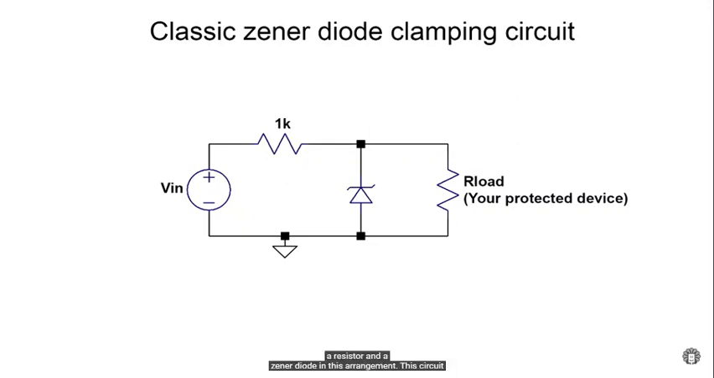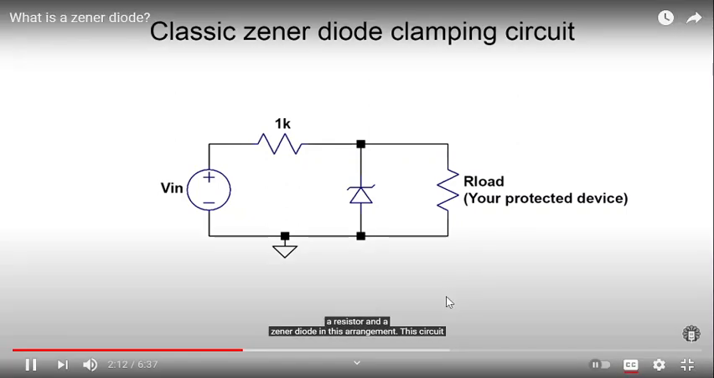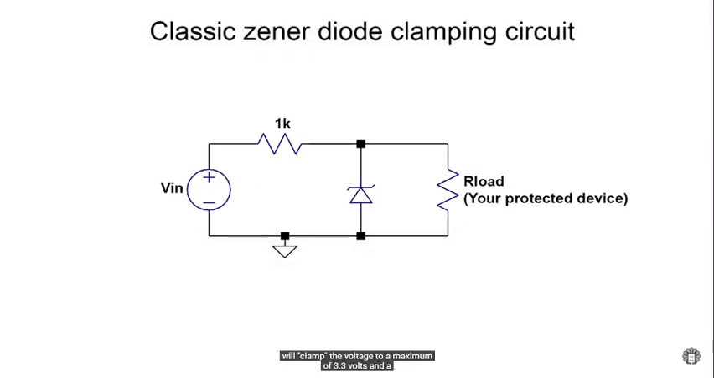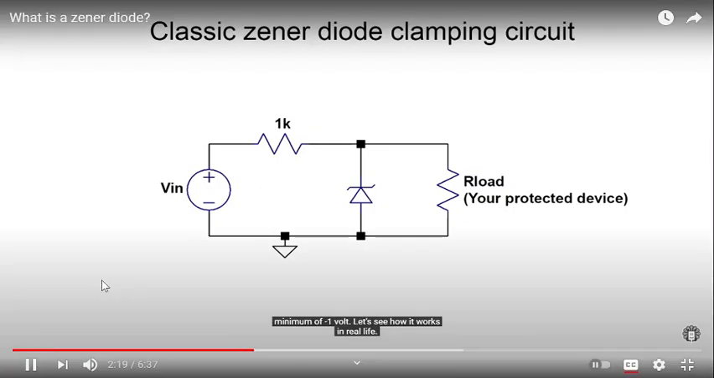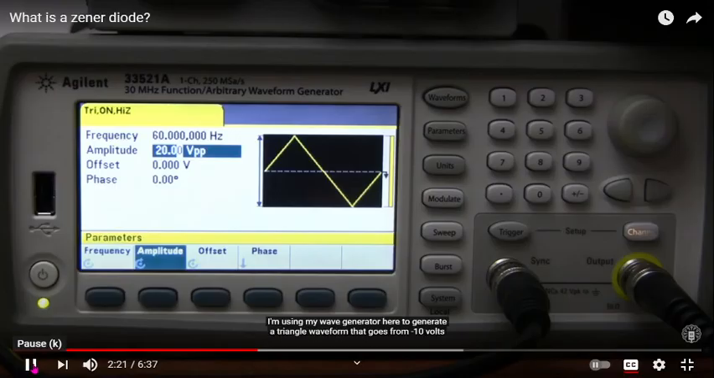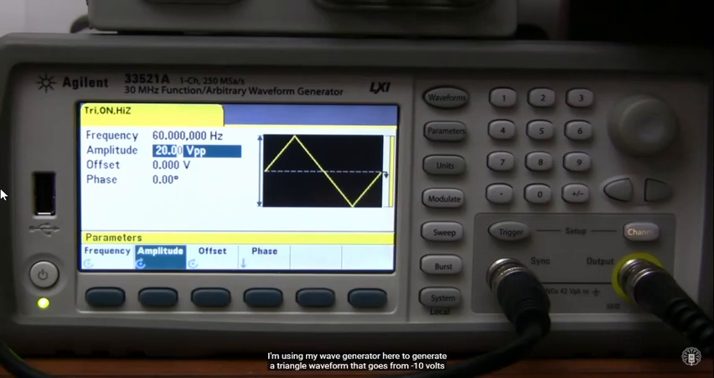It's just a resistor and a Zener diode in this arrangement. This circuit will clamp the voltage to a maximum of 3.3 volts and a minimum of minus 1 volt. Let's see how it works in real life. I'm using my wave generator here to generate a triangle waveform that goes from minus 10 volts to plus 10 volts. For this example, the frequency doesn't matter.